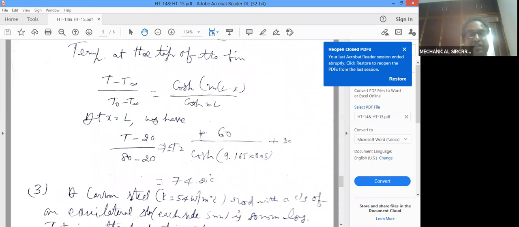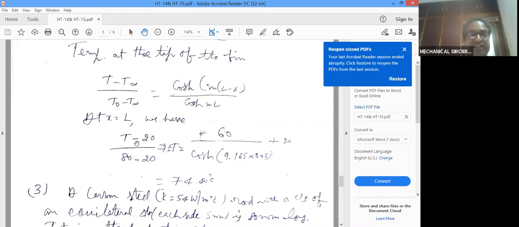So here 80 minus 20 is 60. That's why T minus 20 is equal to 60 by cosh(mL), with m value 9.165 into L value 0.05, and that is the T minus 20. Whereas T is equal to, finally, 60 divided by cosh(mL) with 9.165 into 0.05, plus 20.